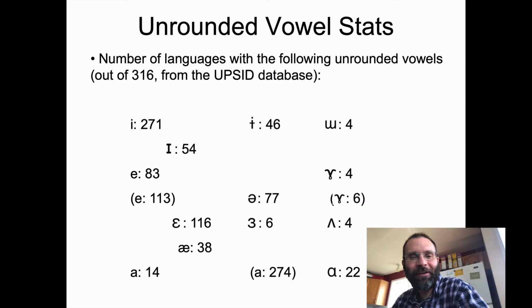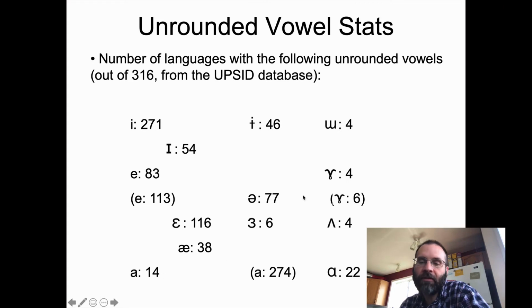Anyways, I'll give you some numbers. These are collected from the UPSID database, which I've talked about on many occasions before. There are 316 languages in the UPSID database, and out of those languages, these are the number of languages which have these different vowels. This is the set of unrounded vowels in the IPA chart, like E, A, and so on and so forth, and the unrounded central and back vowels too.